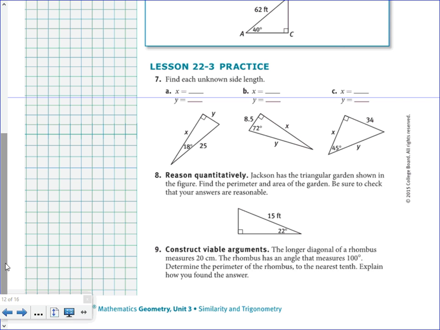So on 7, they give us 18. So I'm going to label my opposite, my adjacent, and my hypotenuse. So hypotenuse is the 25. It is across from this right angle. Then my adjacent, what is next to this 18 degrees? The x. And then what is the y? That is our opposite.